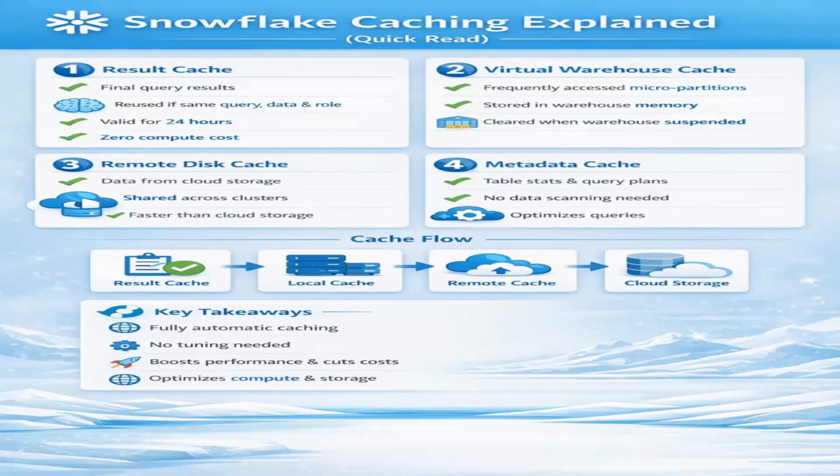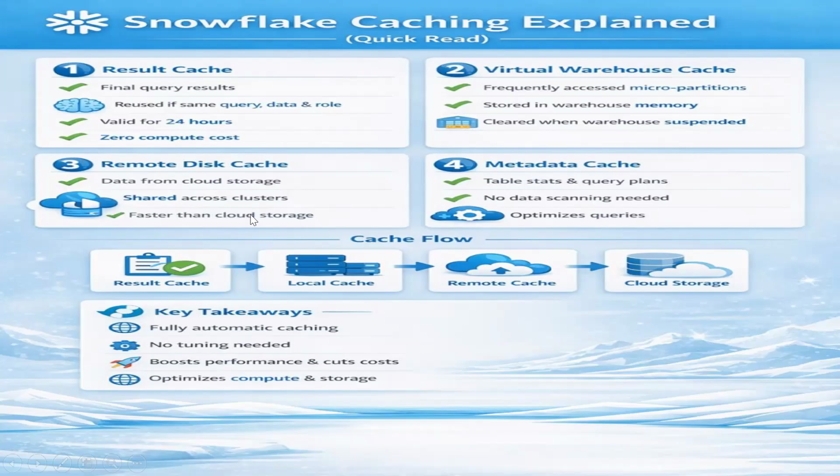All the frequently accessed micro partitions will be in the virtual warehouse cache, stored in the warehouse memory, and cleared whenever the warehouse is suspended. Always remember this. The data will also be in the remote disk cache, which will be shared across the clusters. It will be a bit faster than the cloud storage. This also will be a cache only. So all your data will be available in all these three.